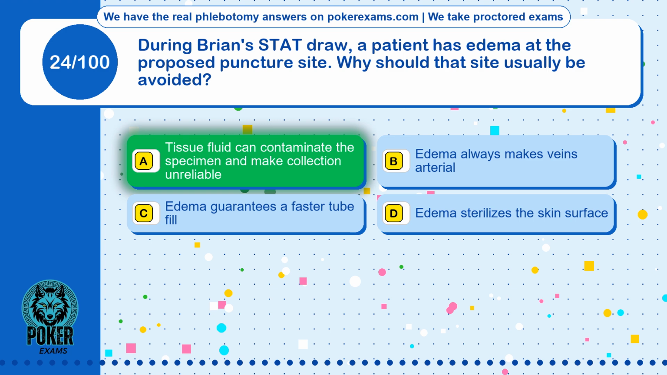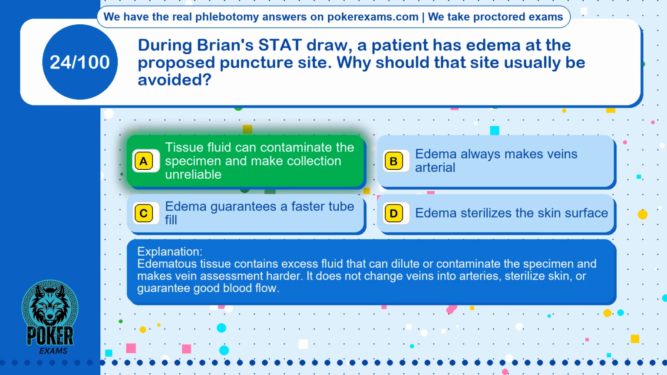The correct answer is option A. Tissue fluid can contaminate the specimen and make collection unreliable. Edematous tissue contains excess fluid that can dilute or contaminate the specimen and makes vein assessment harder. It does not change veins into arteries, sterilize skin, or guarantee good blood flow.